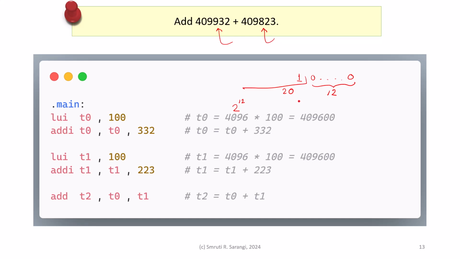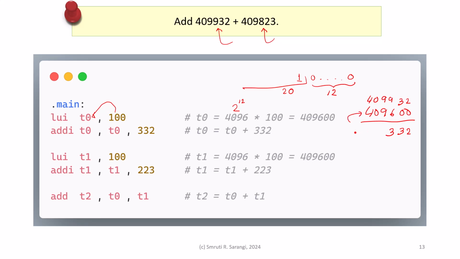So what we do is that we load an upper immediate of 100. So the moment we load an upper immediate of 100, this actually becomes 409600. And look at the first number, it's 409932. So if I subtract, then what I will get is 332. So I will do an upper immediate load here in t0, which will load this value.